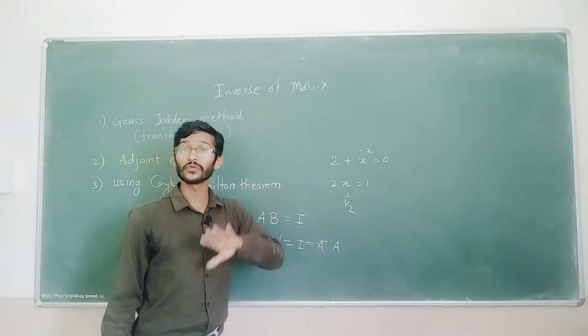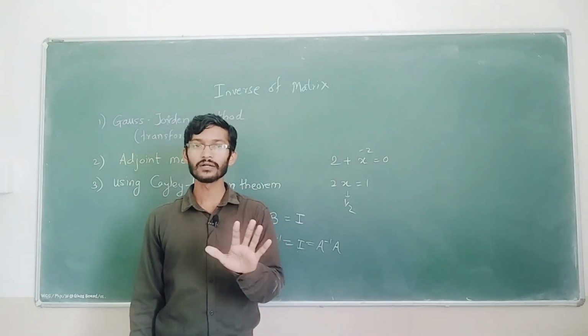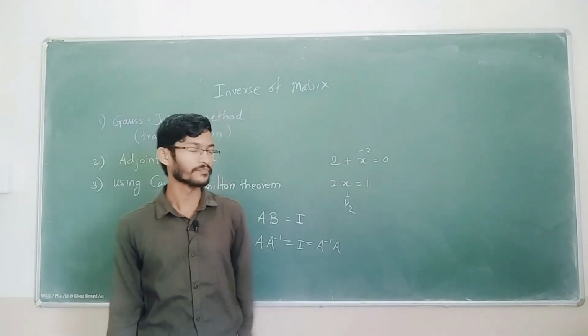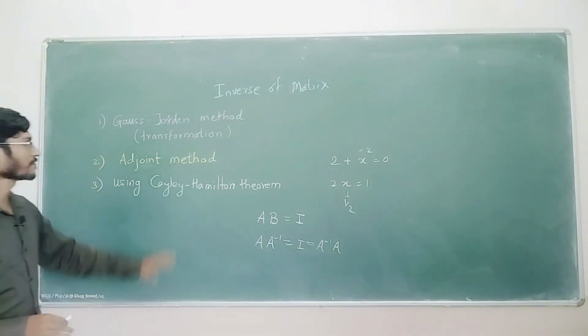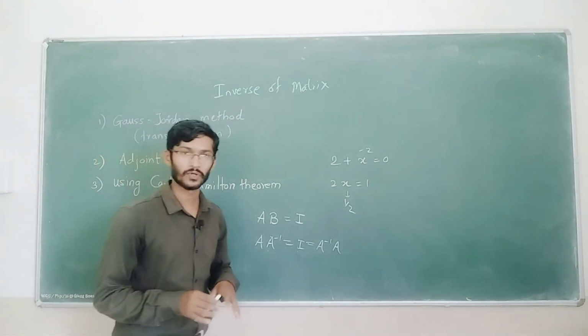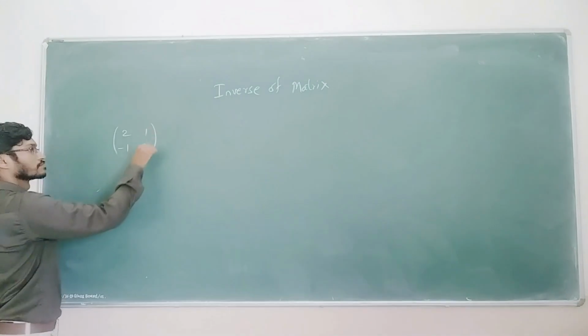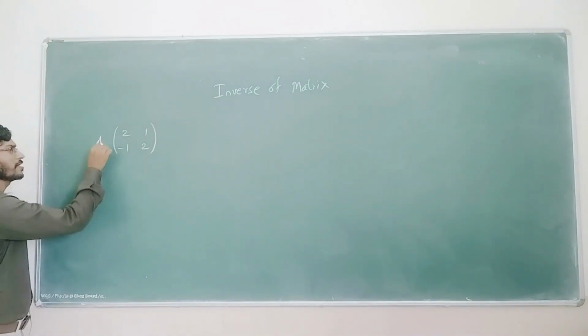Whether I write A A inverse equals I or A inverse A is equal to I, depending on that, we have to use row transformation or column transformation. We will try to solve by both methods. In this lecture we will only focus on the Gauss Jordan method or row transformation method. As we did earlier, we start with a 2 by 2 matrix. This is matrix A.